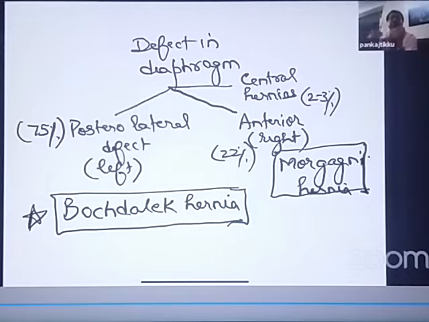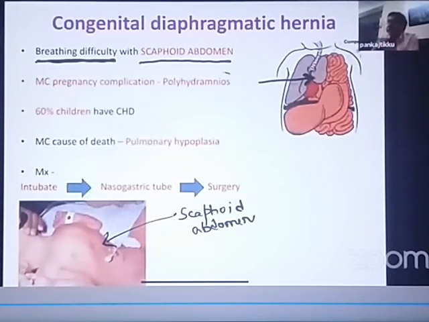Because its esophagus is getting compressed by the abdominal contents, this fetus is not able to take in the amniotic fluid. Amniotic fluid keeps on forming, but the fetus is not able to take it in, as a result of which the amniotic fluid keeps on increasing. Therefore, one of the defects very commonly seen in congenital diaphragmatic hernias is polyhydramnios.